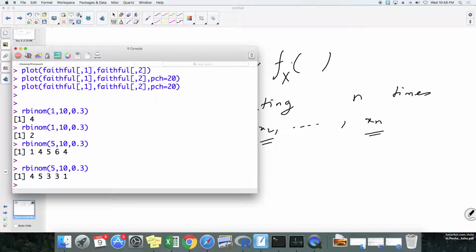Now let me do 2 others. One is dbinom. The other one is pbinom.